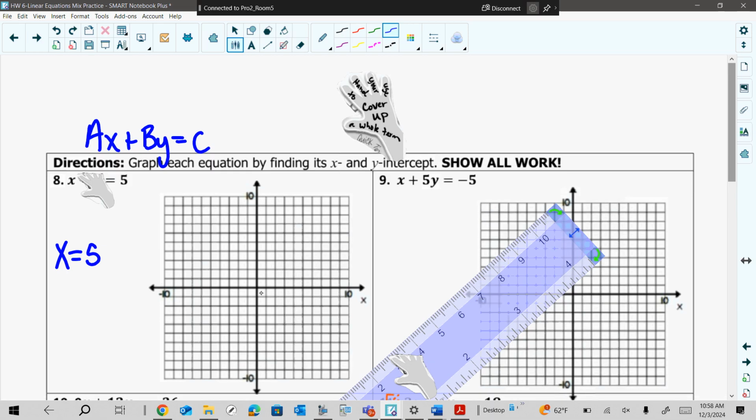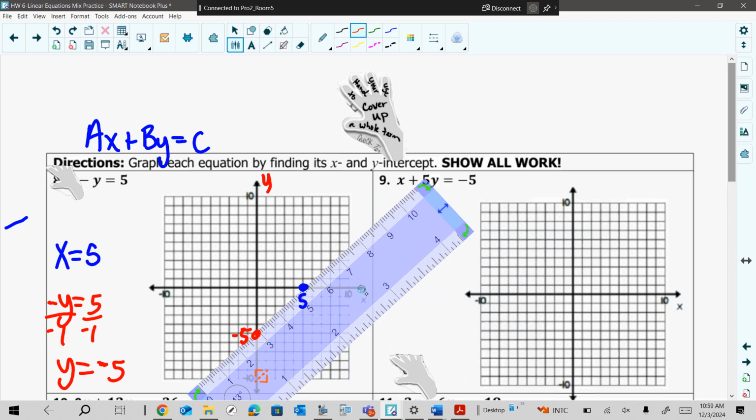So when we cover up and we get the x value, that means on the x-axis we go over to 5, 1, 2, 3, 4, 5, which is right here, and we plot a point on the x-axis. And then we're going to draw a line through those points. When I cover up the x to solve for y, we can't have a -y, so that's why we divide by -1. So our y is actually going to be -5. So go on the y-axis and count down 5. This is where the -5 is. And now I have my 2 points that I'm going to put a line through.